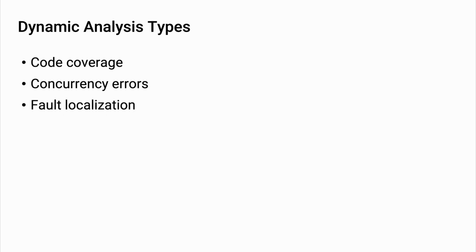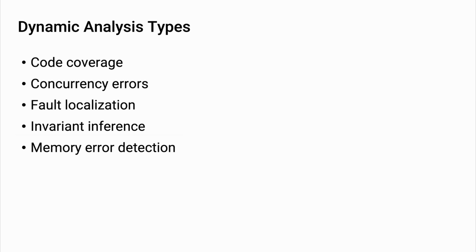We can consider things like code coverage. Are we actually exercising our code? We can think about concurrency issues. We can think about fault localization, which tends to be a more manual activity. We can talk about invariant inference, where we've got what appears to be complex code, but in actuality has a very simplistic and static behavior. We have memory error detection. We think about this a lot because if there are errors in memory, we'll have bad behavior.